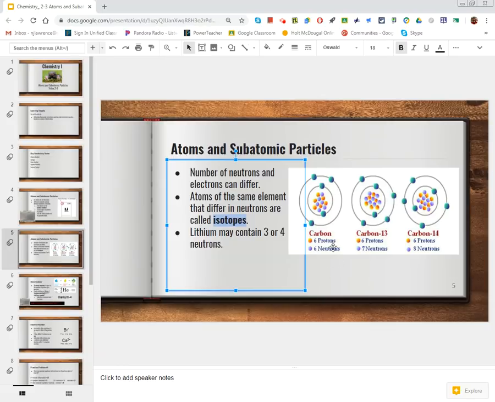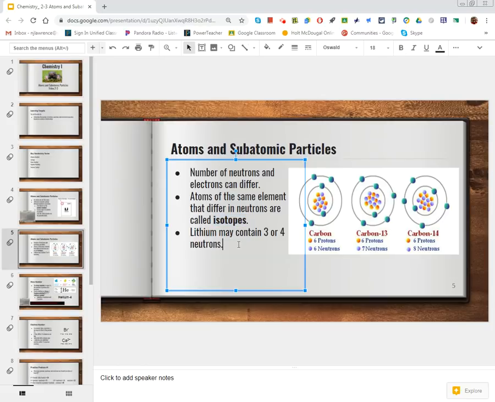When I look at this, what makes them isotopes? The fact that this has 6 neutrons, 7 neutrons, and 8 neutrons. The fact that they have 6 protons tells me these guys are all carbon, but the fact that they have different neutrons means they're isotopes. And right here you can see the hyphen notation, which we'll learn about in a second, where you basically put the mass, the total of the protons and neutrons, behind the name.